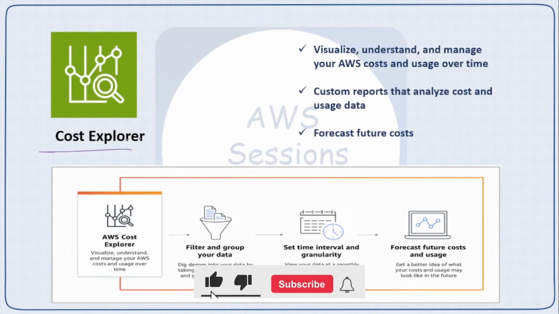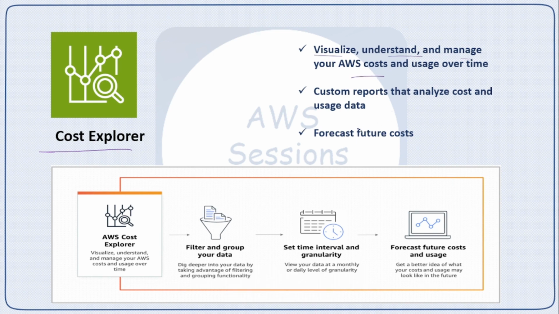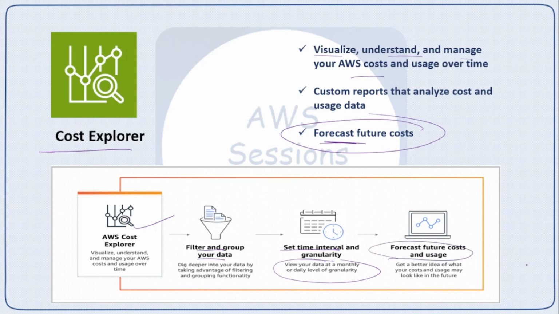Cost Explorer. So here we can visualize, understand, and manage your AWS cost. It is most importantly used to forecast future cost. Using AWS Cost Explorer, you can filter and group your data. You can set the interval and granularity of your data, like monthly you want to see or weekly or daily. Then you can forecast your future cost on the basis of the past expenses. So this is Cost Explorer. It is a very useful service because it gives you an estimate of the cost that might be coming next month. So we can use it for planning purposes.